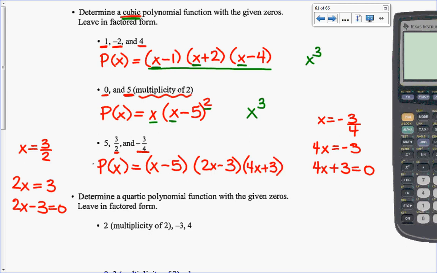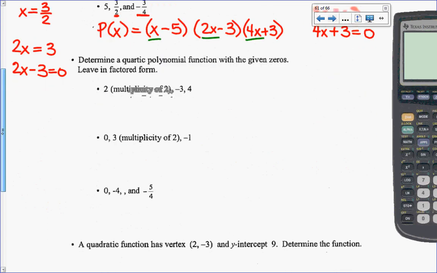Okay, when I check this to see if this will give me a cubic function, I'll have x times 2x times 4x. That's going to give me x cubed, 8x cubed actually. So that will be a cubic function. Okay, we are almost done.